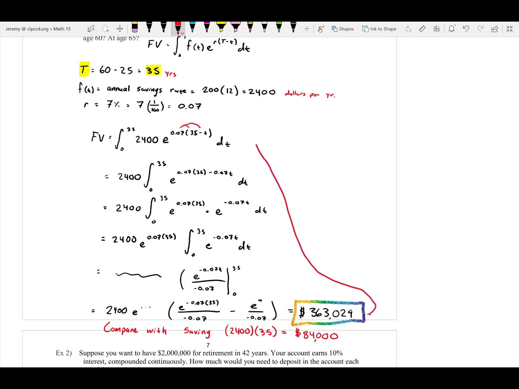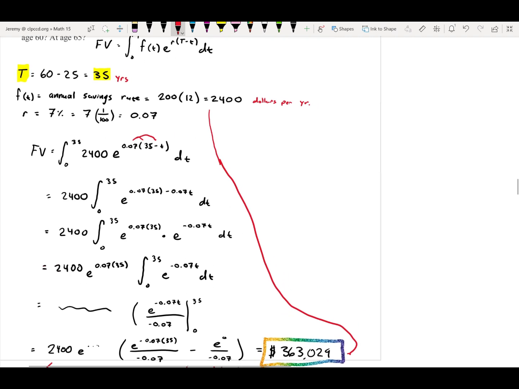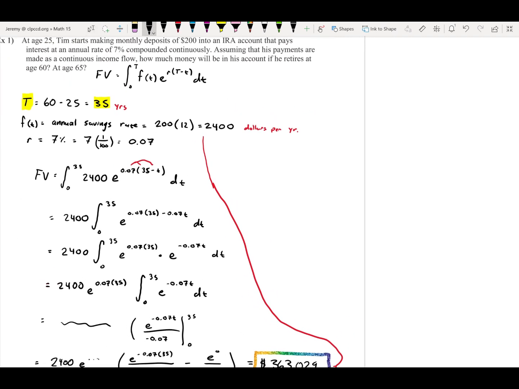Okay, but we're not done. And I didn't leave myself a whole lot of room, so I'll work right here. We also wanted to look at this for, what if we waited until age 65? Okay, so let's try the same setup, same integral, same interest, everything. We're just going to change the term. So capital T, if we're looking at age 65, is going to be 65 minus 25. So we'll have 40 as the length of the term. Everything else will stay the same though.